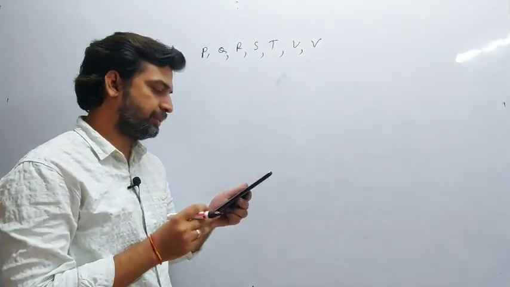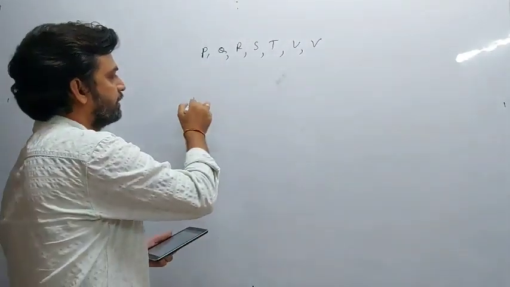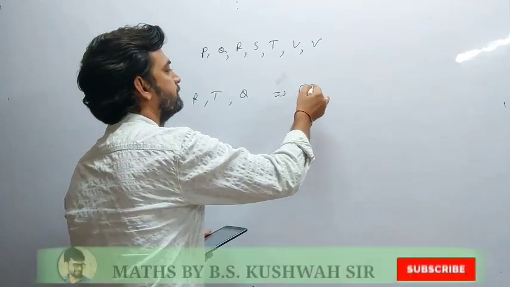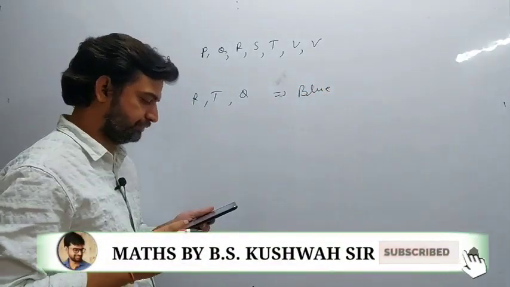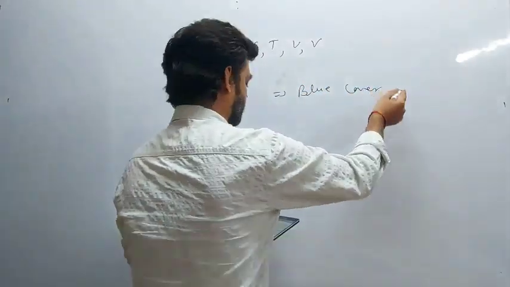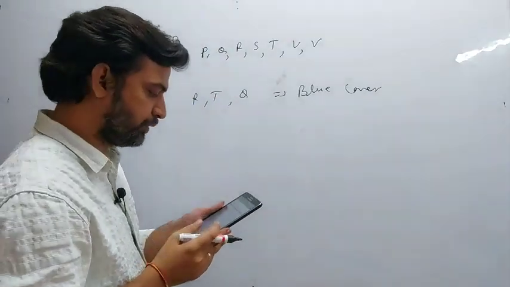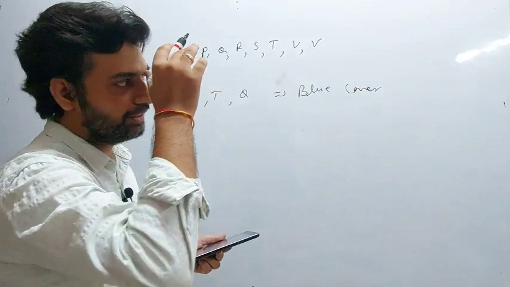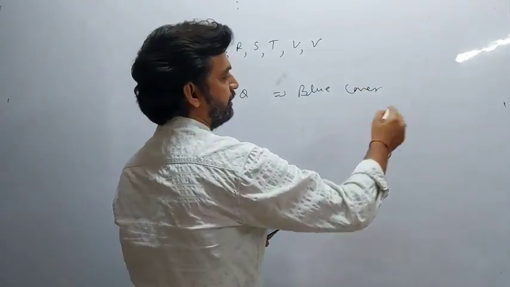R, Q, T have the blue cover. R, T and Q have blue cover, and the other books have red covers. The remaining are red.